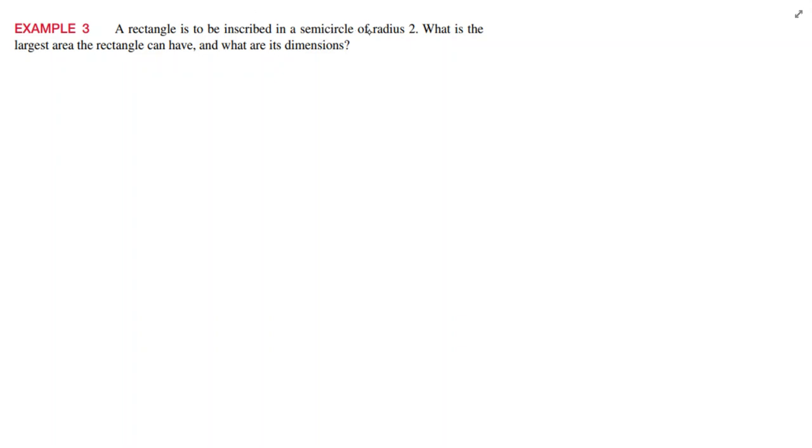This semicircle has a radius of 2. What we want to find out is what is the largest area of that rectangle that we can have inscribed in the semicircle, and what would its dimensions be? So reading through that, I know that I'm looking for the largest area of a rectangle. That right there tells me that I'm looking for the maximum, or I want to maximize the area of a rectangle. So area of a rectangle is usually given by the formula base times height.